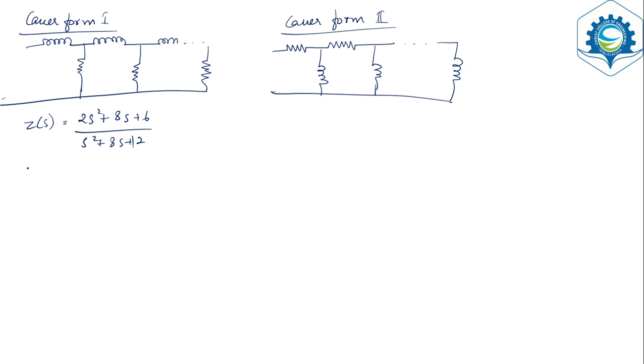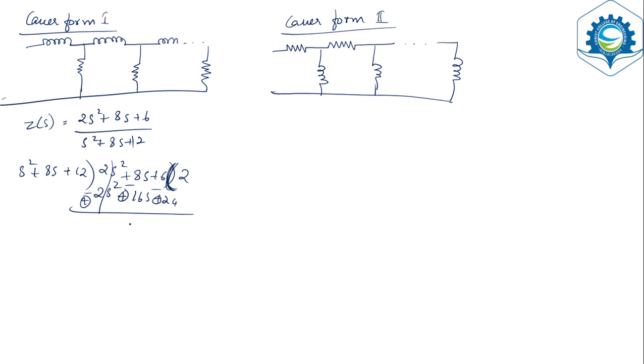So what you have to do? You have to do the continued division method. That means you take s² + 8s + 12 and 2s² + 8s + 6. Sorry, I'll take the bracket in this manner. Then 2s² divided by s² will be 2 times. So you have 2s² + 16s + 24, and then you subtract it and keep on continuing.